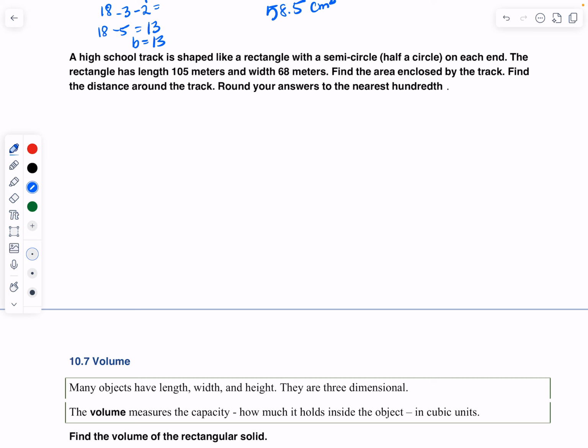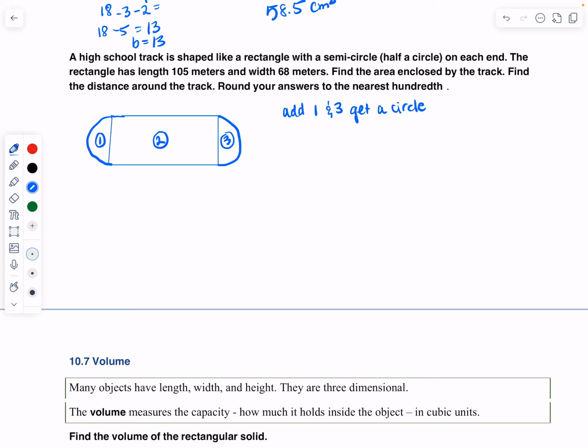Okay, so we have two things to do. We have to find the perimeter, which is the distance around, and we also have to find the area. So let's draw this first. Okay. All right. So half the circle is on this end and the other half of the circle is on this end. So I'm going to call this area 1, area 2, area 3. Okay. If I add 1 and 3, I will get a circle.